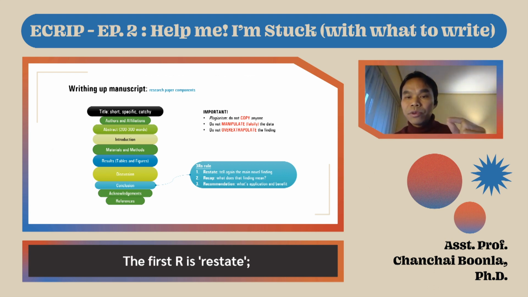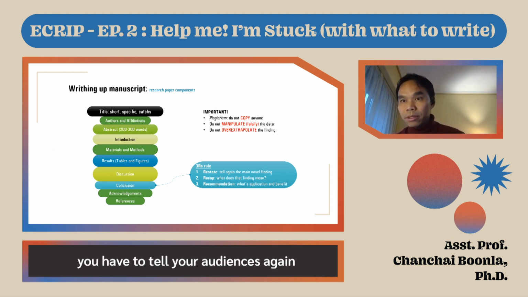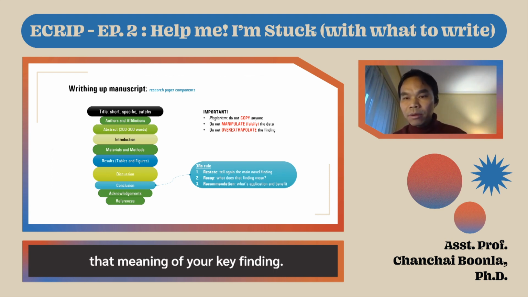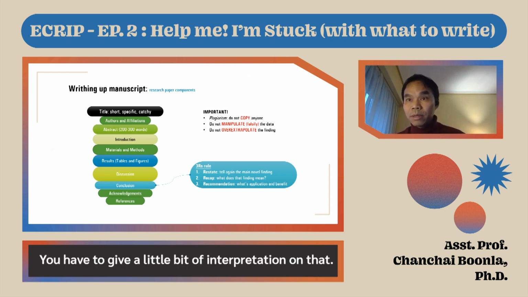The first R is restate. You have to restate, or tell again, what your key finding is, the main finding, the novel finding that you have in your study. And the second R is recap. You have to tell the audience again what that key finding of yours means. You have to give a little bit of interpretation on that.